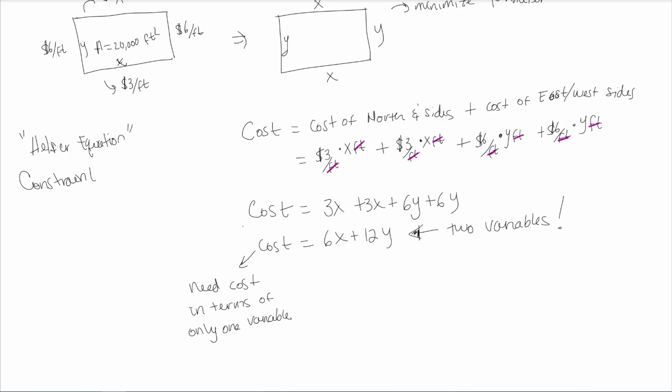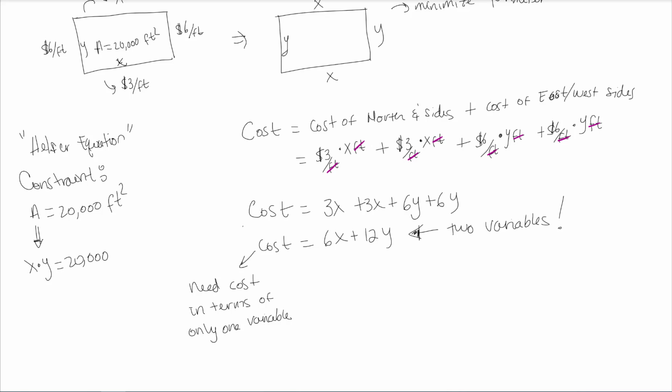The constraint is that the area has to be 20,000 square feet. That's the area of this rectangle, and the area is length times width. So the area is x times y, so x times y equals 20,000.